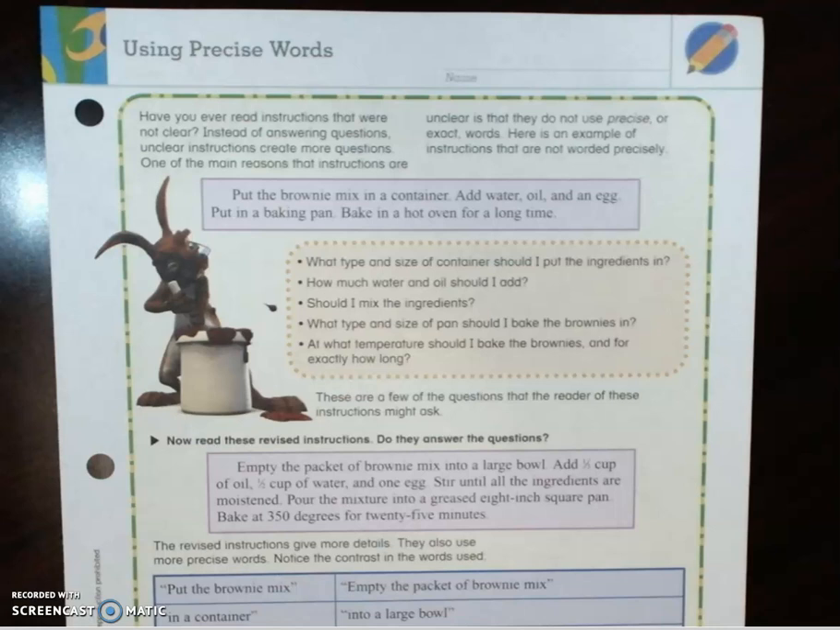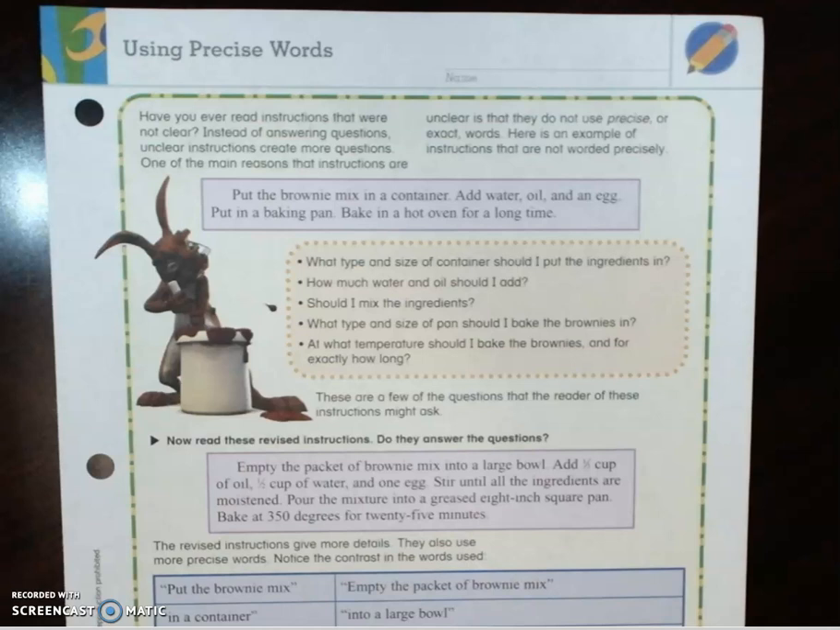Put the brownie mix in a container. Add water, oil, and an egg. Put in a baking pan. Bake in a hot oven for a long time. Okay, so what type and size of container should I put the ingredients in? How much water and oil should I add? Should I mix the ingredients? What type and size of pan should I bake the brownies in? At what temperature should I bake the brownies, and for exactly how long?